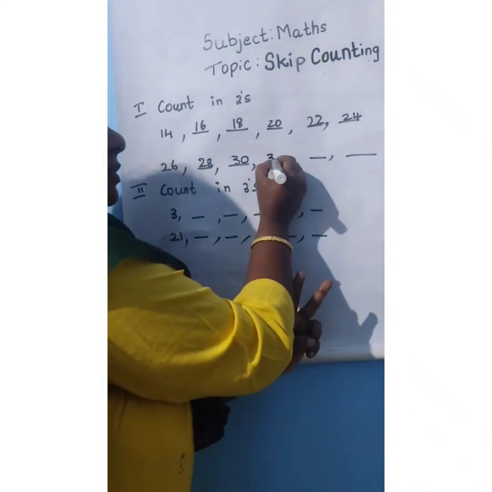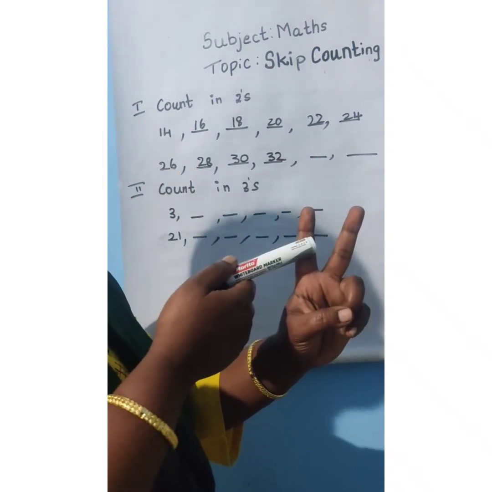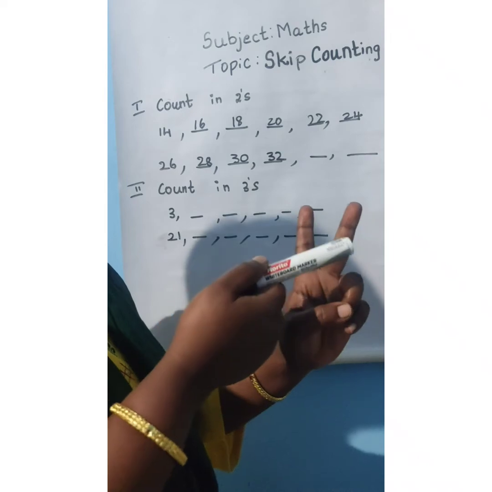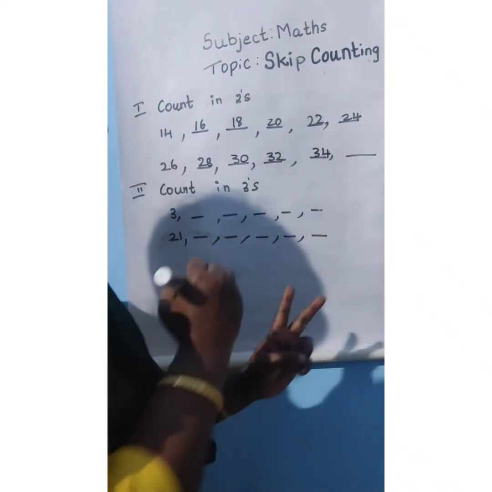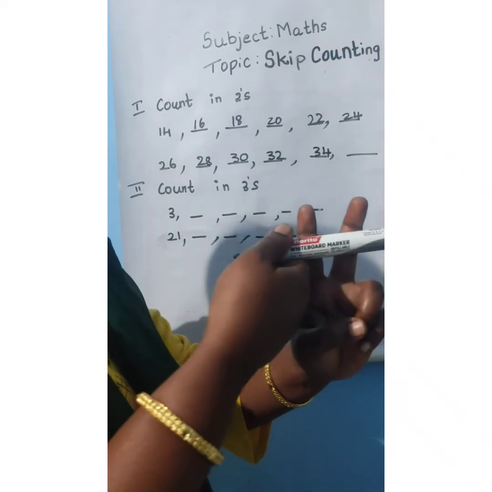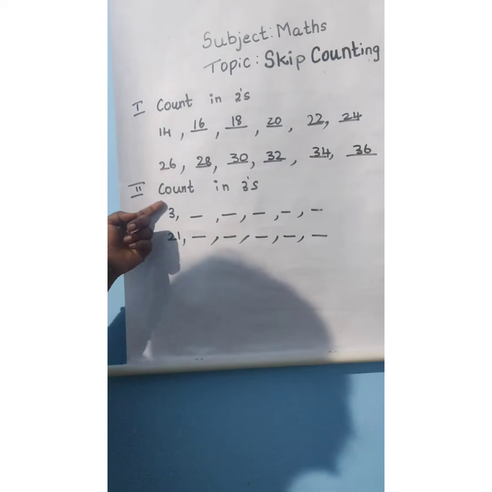Okay, so the next is 31, 32. So write here 32. Next is 33, 34. Next is 35, 36. So write here 36.